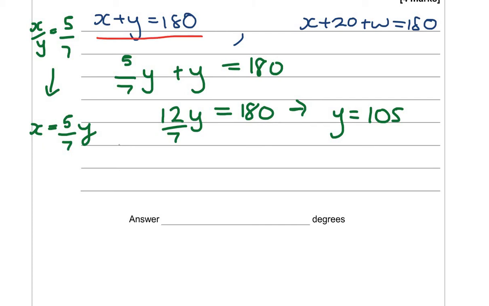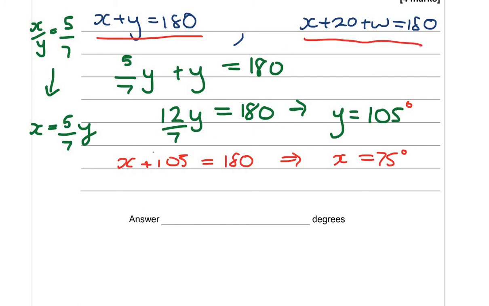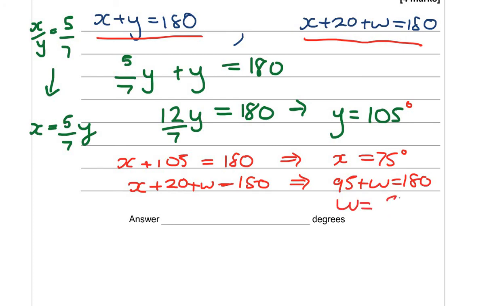Now using this, we can work out x. So we know that x plus 105 equals 180. And this tells us that x is 75 degrees. This should be degrees as well. Now all we need to do is work out w. Well, we know that x plus 20 plus w equals 180. And so as x is 75, this tells us that 95 plus w equals 180. And so w equals 85 degrees. And that is our answer there.